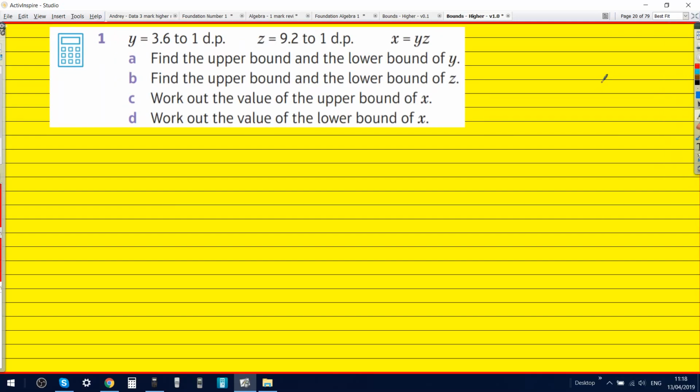This one. Last one, part D? No, it'll be C. Work out the upper bound. So 3.65 and Z could be 9.25. And then you just times them together. And that gives you 33.76. Does it end in a 5?